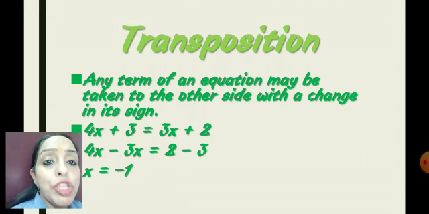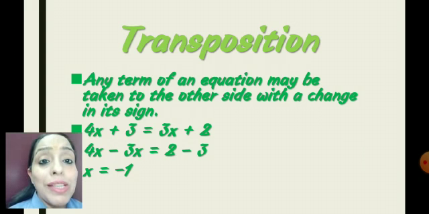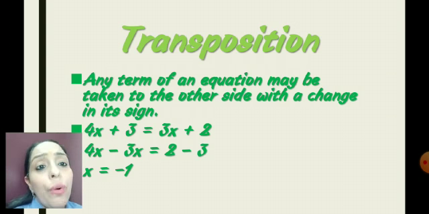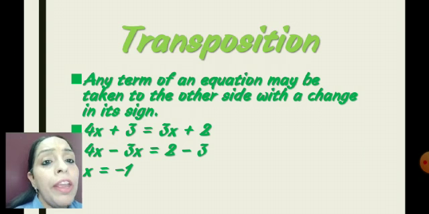So I can write 2 minus 3, and that is equal to minus 1. Why? Plus 2 minus 3. 3 minus 2 is 1, and what is the bigger digit? That is 3. In front of that is a minus sign, so I put minus 1. And 4x minus 3x is 1x, or x. x is equal to minus 1 is the solution or root of the linear equation.